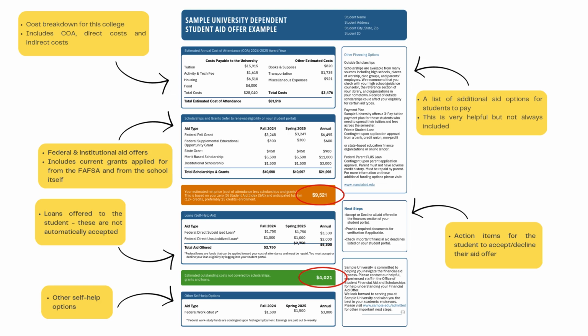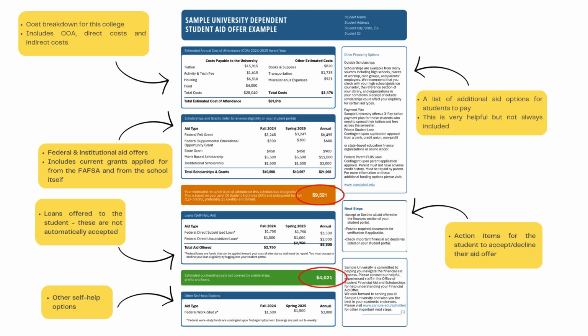In the next section, we can see the scholarship and grant offers laid out here. If you look down below, you can see the federal Pell Grant. There's a federal Supplemental Educational Opportunity Grant. There's a state grant, a merit-based scholarship, and an institutional scholarship. So they lay out all of those institutional and federal grants and scholarships for you.